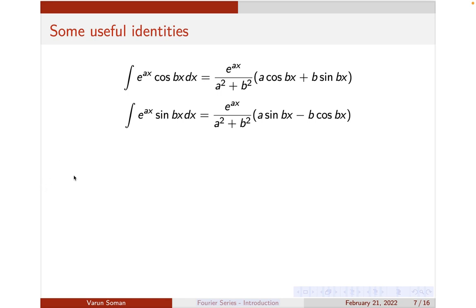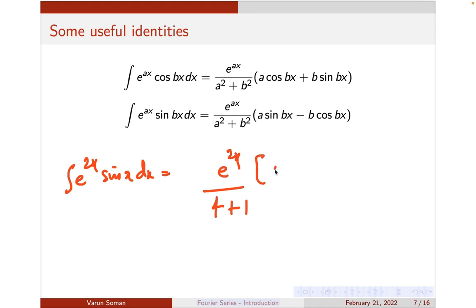Suppose you need to find the integral of e raised to 2x into sin x dx, what would be the value? It will simply be e raised to 2x by (a squared plus b squared), here a is 2 and b is 1, so 4 plus 1, into (a sin x minus b cos x). So this is the value. Here a is actually 2, so it is e raised to 2x by 5 into (2 sin x minus cos x). So these are some standard integrals, study those also.